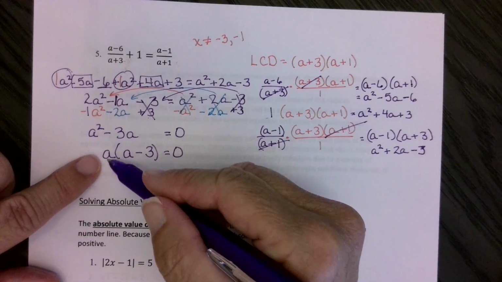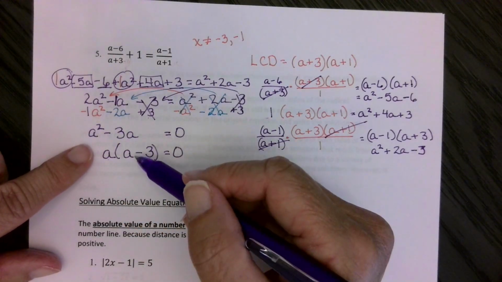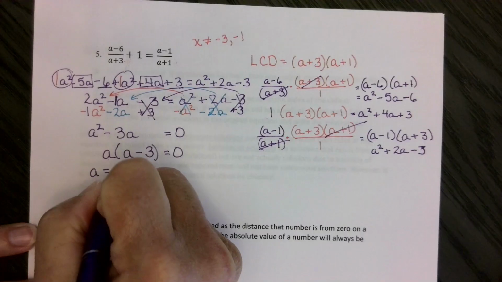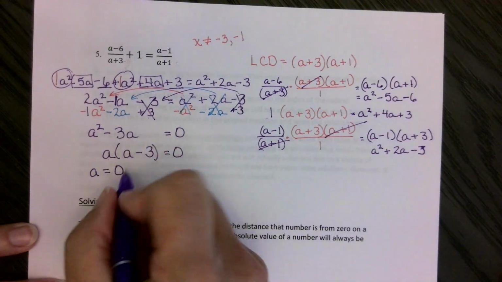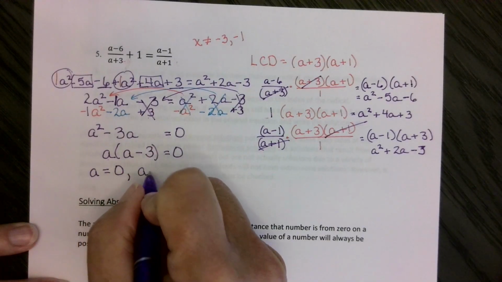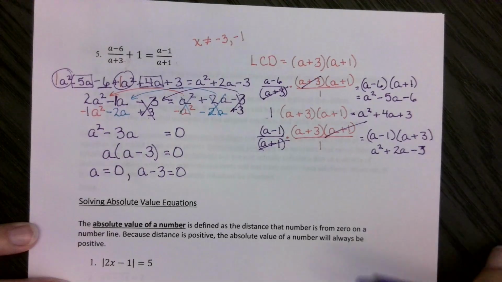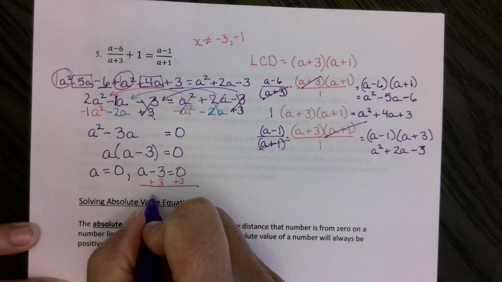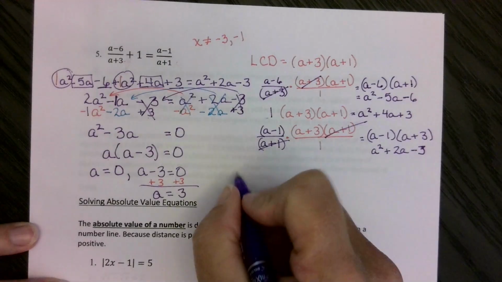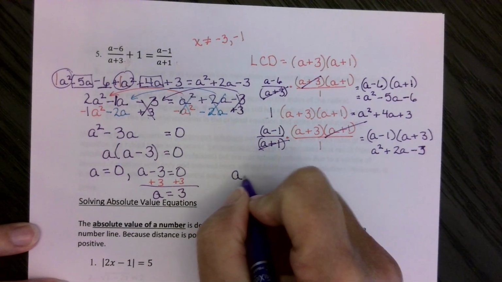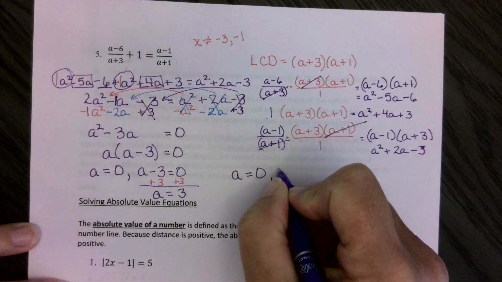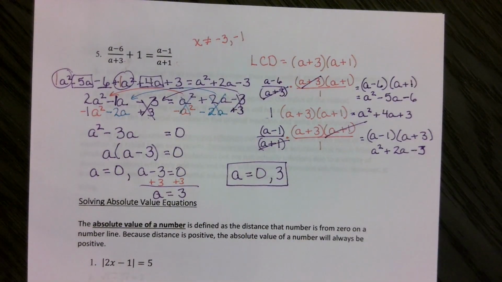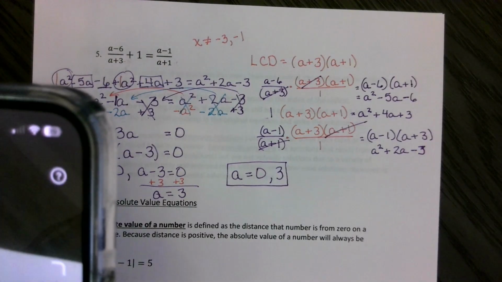Because remember, when I factor something out, all I'm doing is dividing these. This has an a in it, that factor, so I have to set it equal to 0. Okay, so we got one of our answers. This one has a minus 3 equal to 0. So you add 3 to both sides. And we have a is equal to 3. So our two answers are a equals 0 and a equals 3. And you will notice that neither one is a restriction, so we're good.